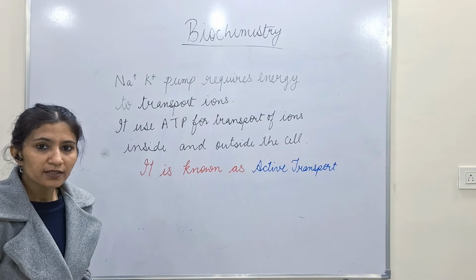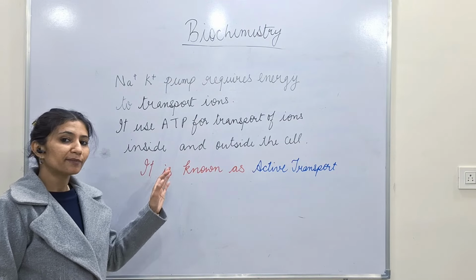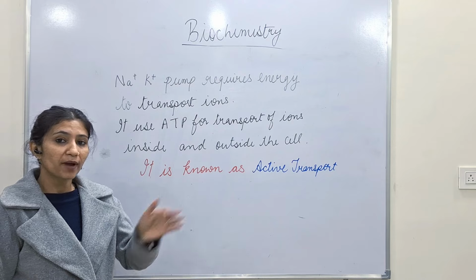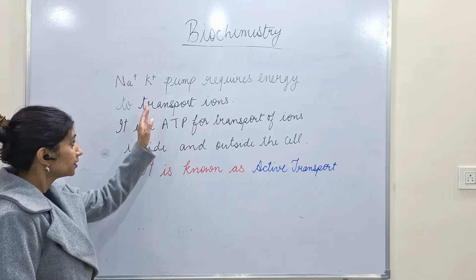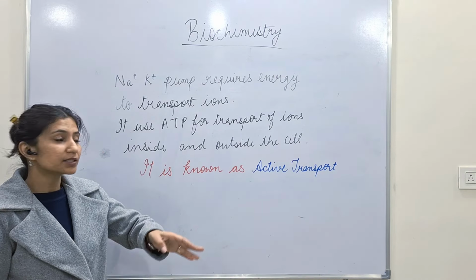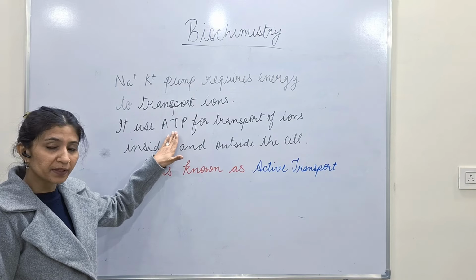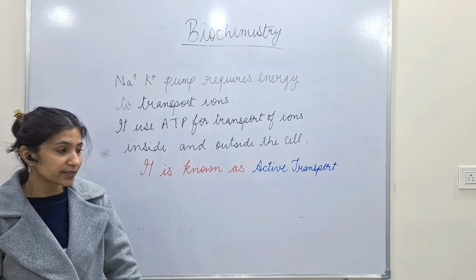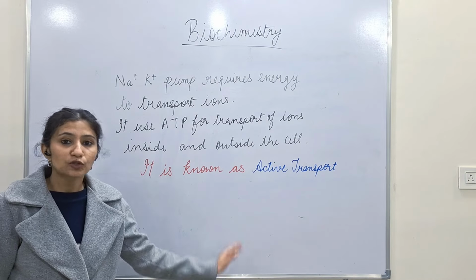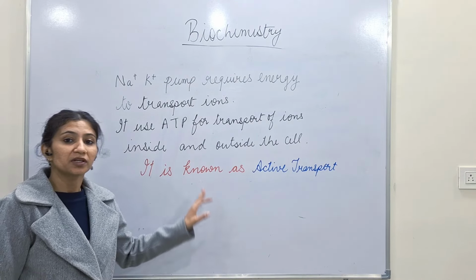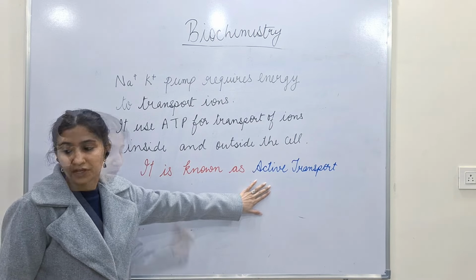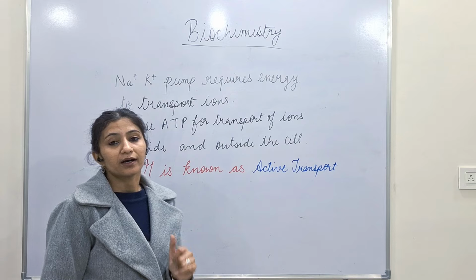So in the first case, the transport took place with the help of simple diffusion. In the second case, when they have to go back to their respective places, they require energy. This energy is provided by ATP for the transport of sodium and potassium ions inside and outside the cell. Such type of transport where ATP or energy is required is termed active transport.